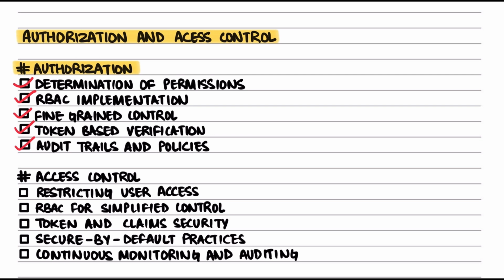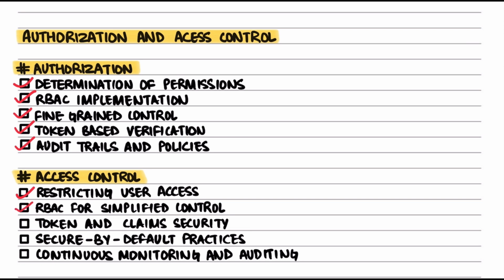Now let's talk about some key features of access control. Restricting user access. Access control, a subset of authorization, focuses on restricting users' entry to specific features or data within an application. It defines the boundary of user interaction, safeguarding the sensitive resources.